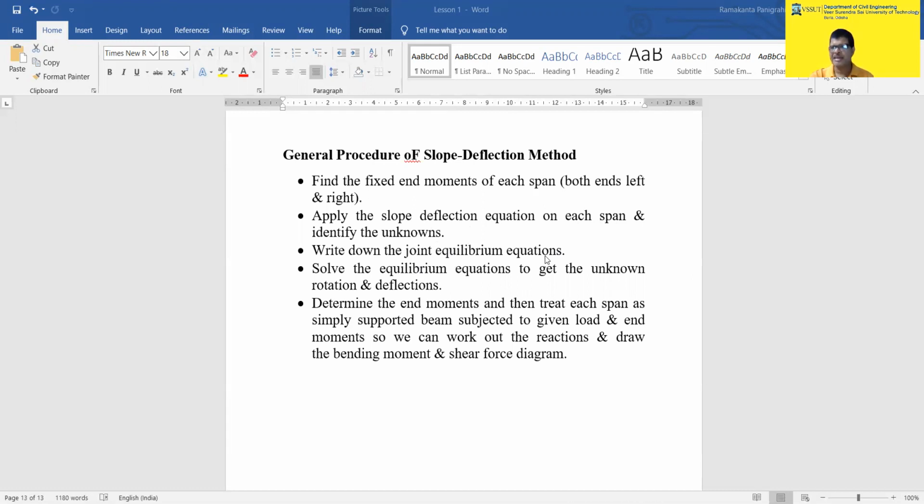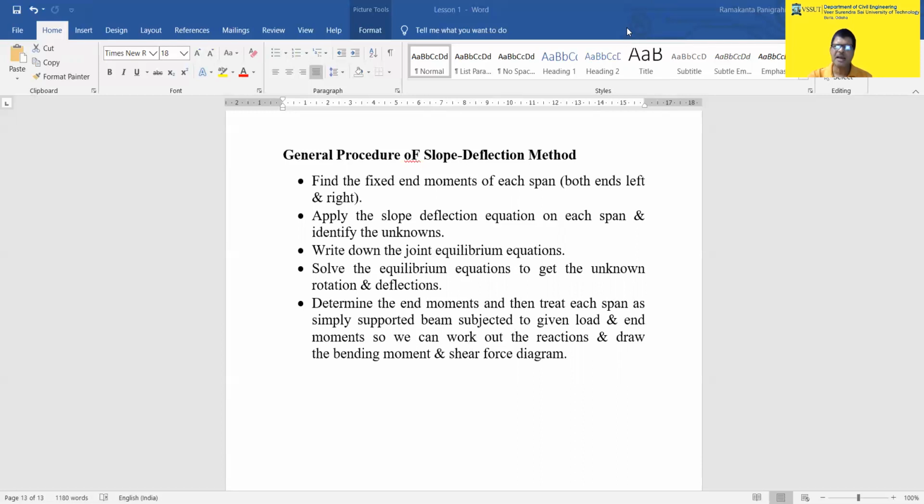Then come to joint equilibrium. As I've told, if it is simply supported, the total moment is equal to 0. If it is continuous, then the sum of the moments from both sides will be equal to 0. Then solve the equilibrium equations to find the unknown rotations and deflections. Here the unknowns are rotations and deflections, that is the displacement method. Once you determine these rotations and deflections, find the moments at each end. Once you find the moments, the structure becomes determinate. You can find the shear force and the bending moment diagram. So in a nutshell, this is the procedure.